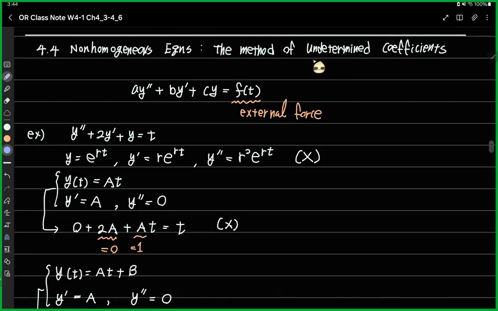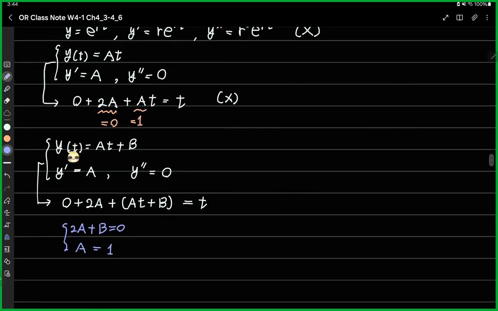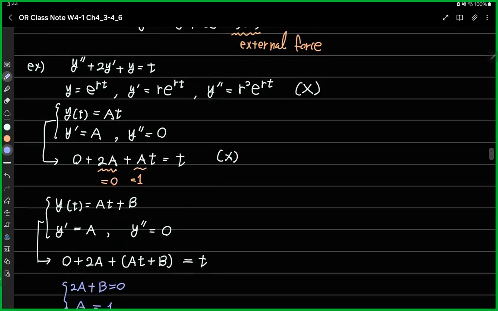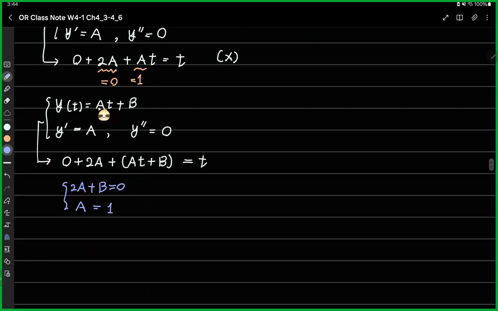Now we see why it is called undetermined coefficients in the name of the method. Once we define the general solution by looking at the type of the external force, we're going to determine the undetermined coefficients a and b.